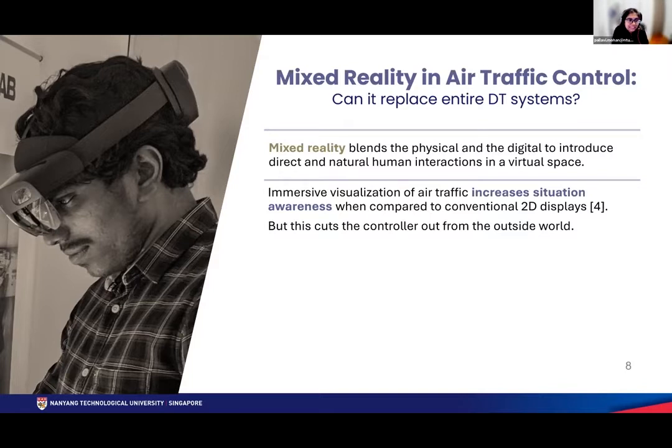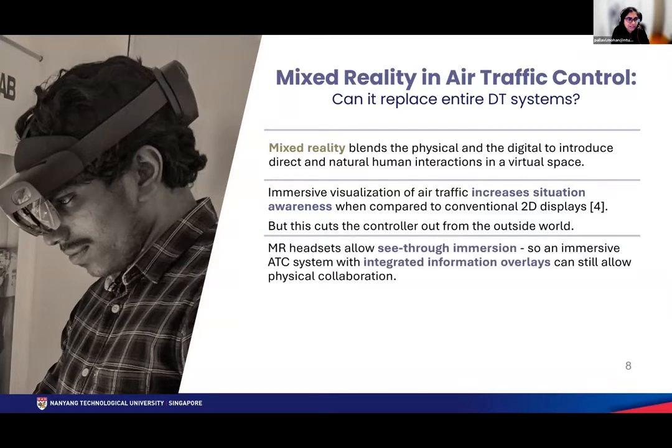Now, it has been studied that immersive visualizations of air traffic increase situation awareness. But such immersion cuts the controller out from the outside world and limits their collaboration. But mixed reality headsets, or mixed reality in general, however, supports a see-through immersion model. In such an air traffic system, you get an immersive view of the runway with integrated data overlays while you still maintain your view of the outside world. So this does not cut the controller out and can still allow physical collaboration.